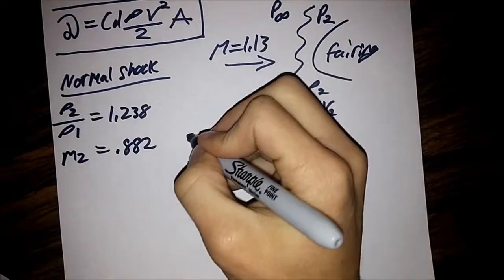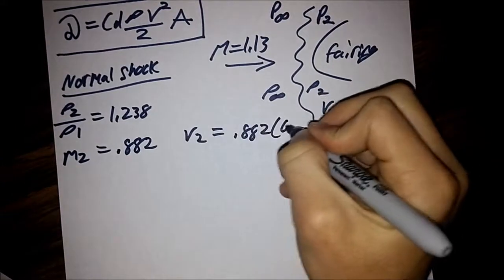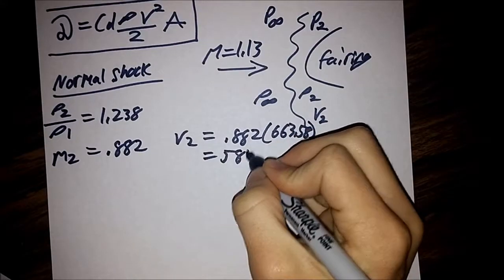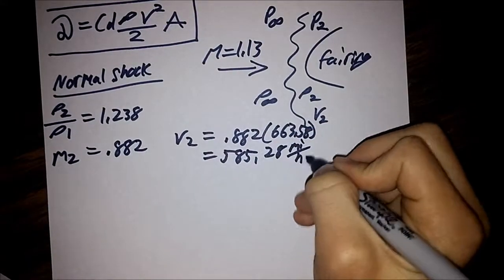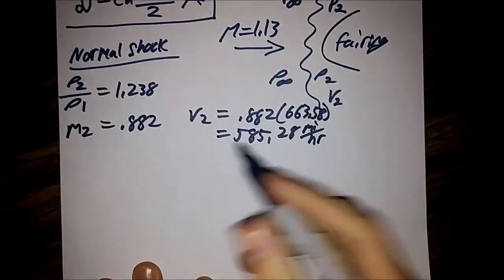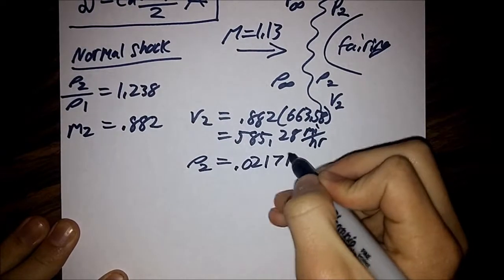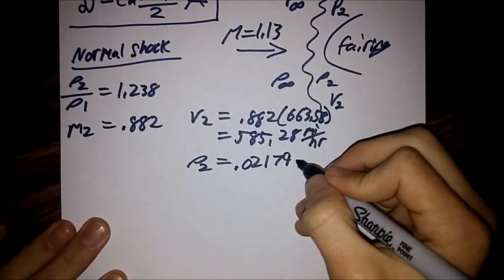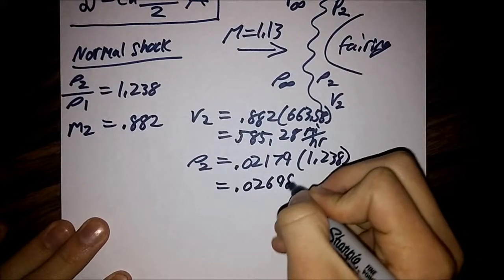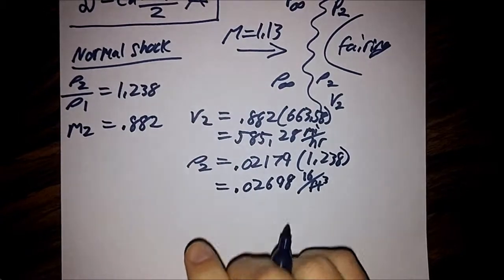So if our Mach is 0.882, then we can find our velocity as 0.882 times 663.58. That's just the speed of sound. That is equal to 585.28 miles per hour, which is 200 miles an hour less than the actual speed behind that shock wave. So our density 2 is equal to 0.02179 pounds per foot cubed times 1.238, which is equal to 0.02698 pounds per foot cubed. And we can use those directly in that equation.